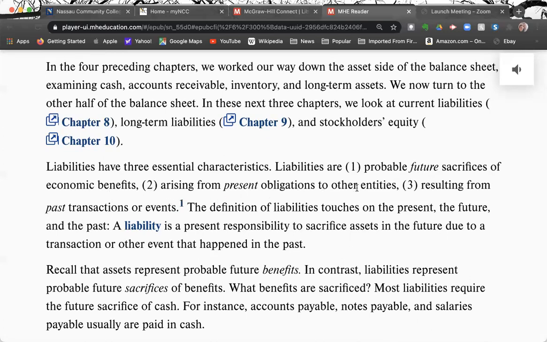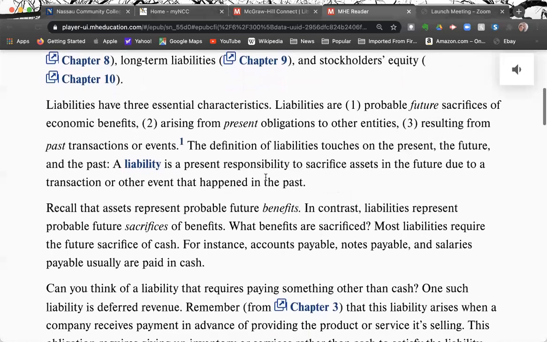Arising from present obligations to other entities. Other entities, a third party, an outside company. You can't have a liability with yourself. I think that's the point. And present obligation means that it's something that has to be paid presently or in the near future, resulting from past transactions and events, right? So those are the three characteristics that all liabilities have, right?